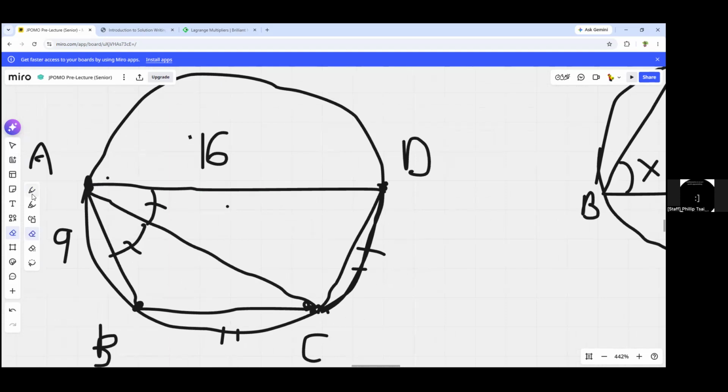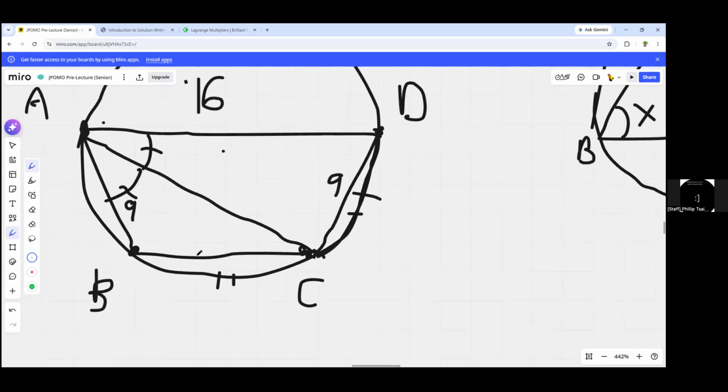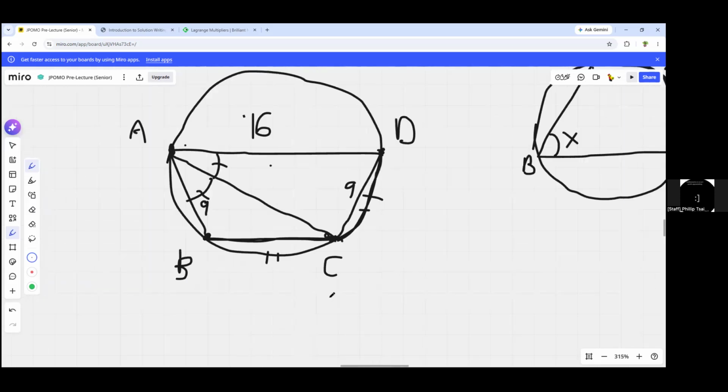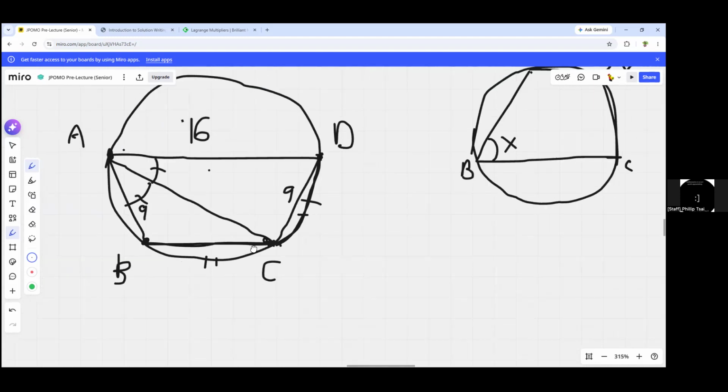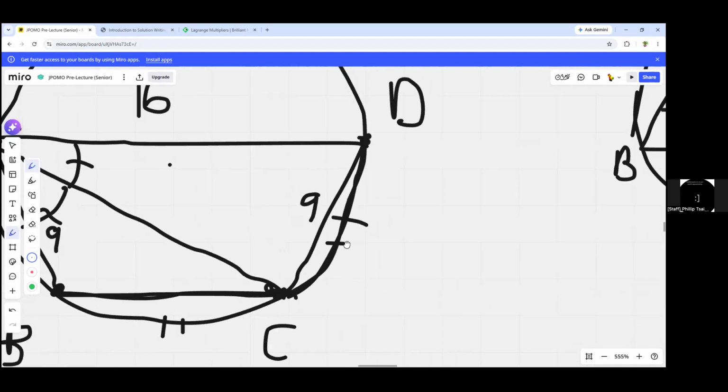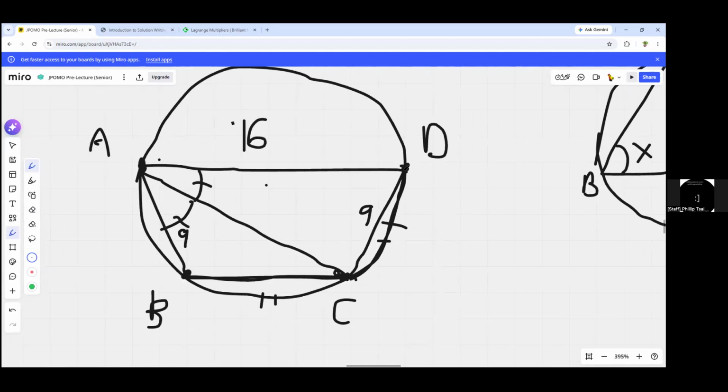Does anybody have any tips or ideas on how to find the other length, which is BC in this case? Equal arcs, yes, actually, they're right. This is true. But what I was actually planning was to kind of prove this.